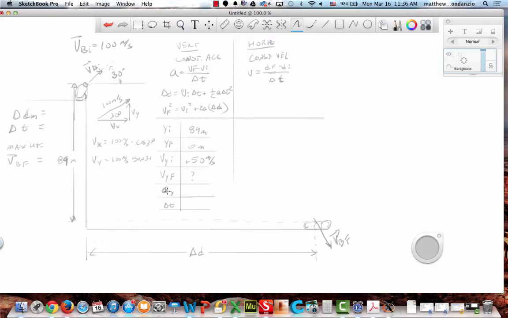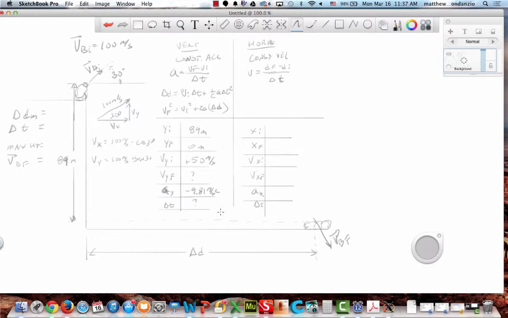Okay, what's my acceleration in the y, guys? Okay, and what's my delta time? We don't know yet. Okay, now let's do the same thing for my x position, for my horizontal motion. What are my variables? Line them up. X initial, X final, Vx initial, Vx final. What's my acceleration? Acceleration in the x, and then I have delta t, right?